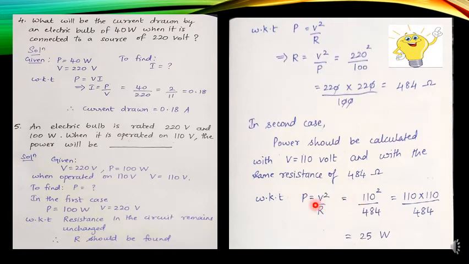What is V? V is 110. So V square is going to be 110 square. And R is 484. And when you do the calculations, it is going to be 25. Therefore, power is 25 watts. Watt is the SI unit of power. So keep it in watts. Answer is 25 watts.